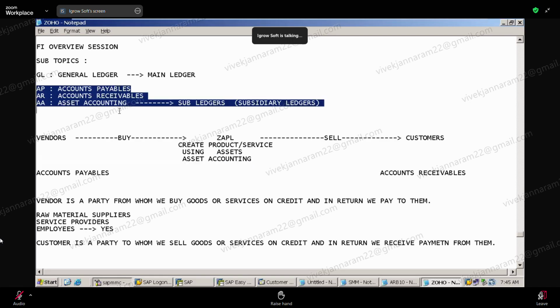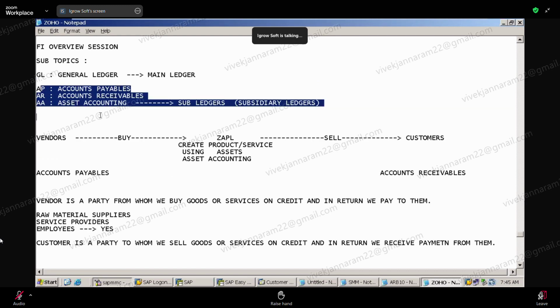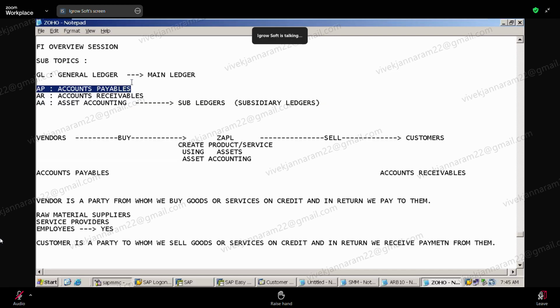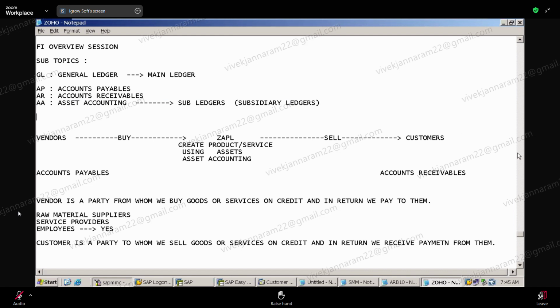So instead of maintaining all the accounts in one big general ledger, instead we have subledgers. Vendors I am maintaining in AP subledger. Customers I am maintaining in AR subledger. Assets I am maintaining in asset accounting subledger. Is that clear?